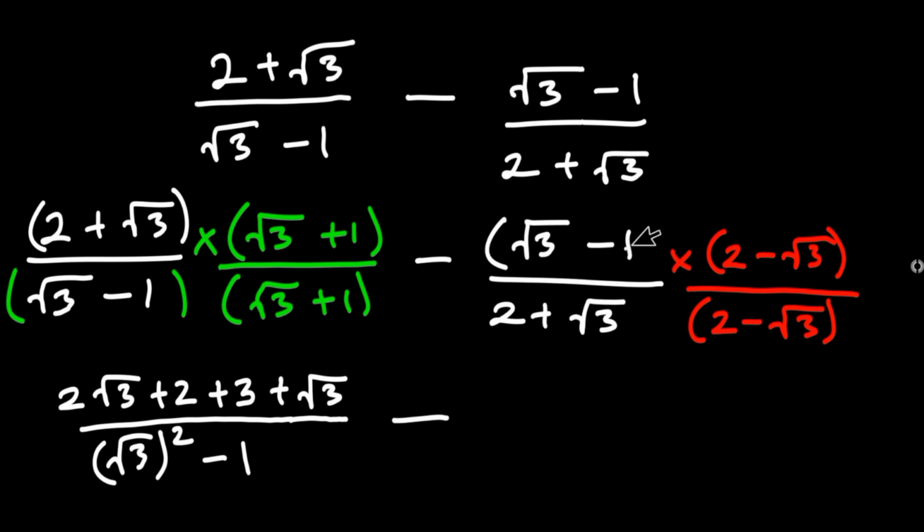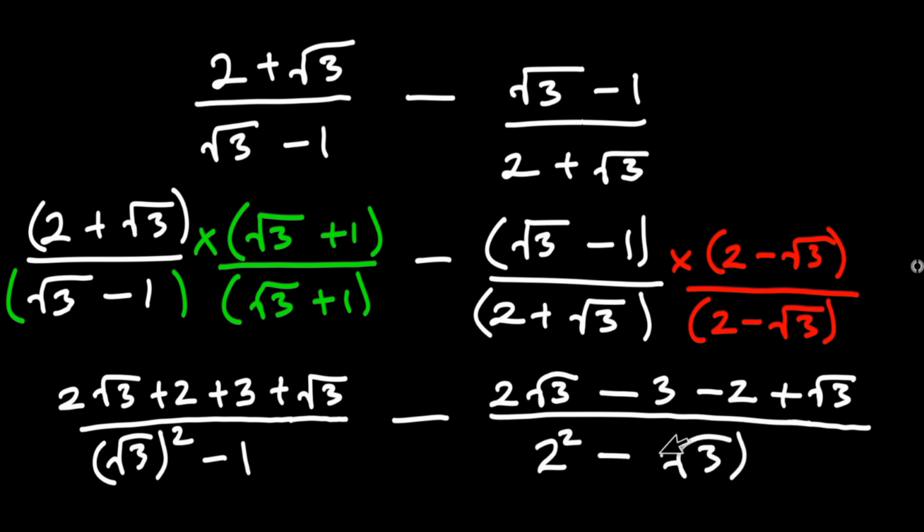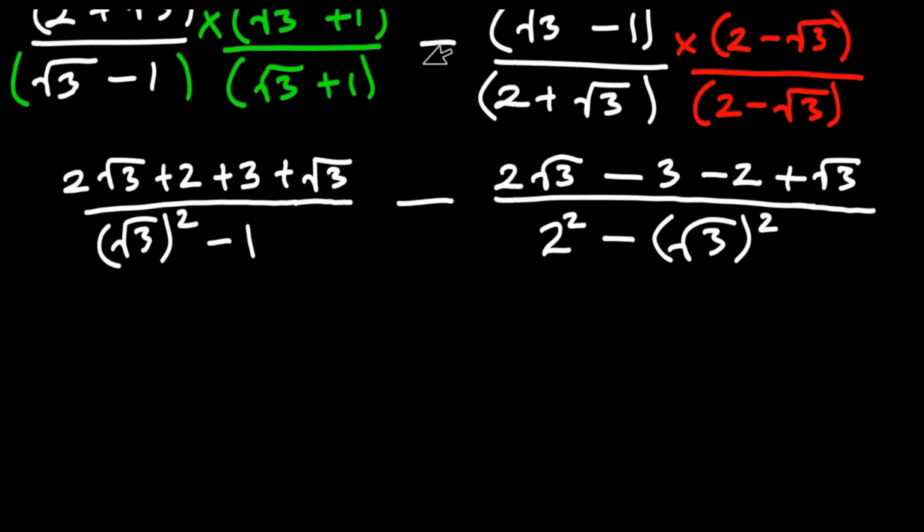Then for this right here, I'm going to also multiply this by what we have here. So we are going to have square root of 3 times positive 2, that is going to be 2 square root of 3. Square root of 3 times negative square root of 3, that is also going to be negative 3. Then negative 1 times 2, that is negative 2. Negative 1 times negative root 3, that is positive root 3, all divided by, don't forget that this is also difference of two squares, which could be written as 2 squared minus square root of 3 squared. Now let me move this to the top a little bit so that we can see it clearly.